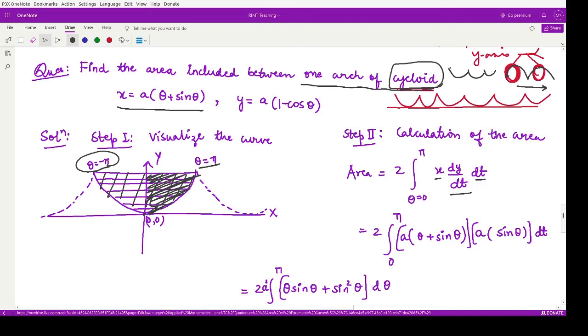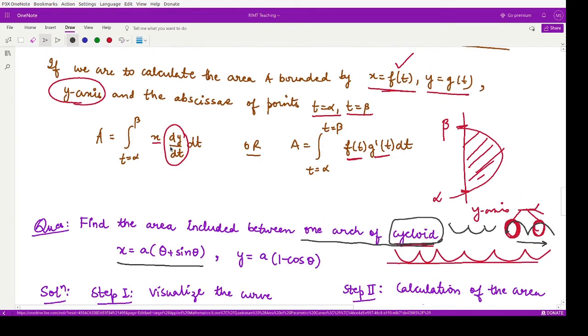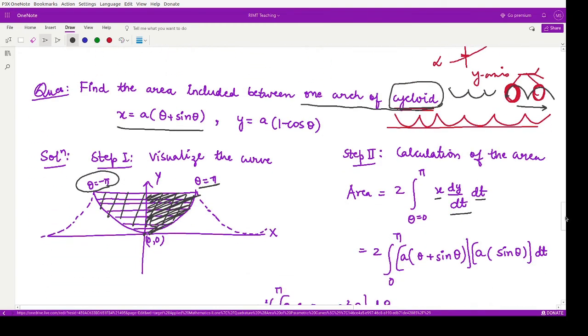So this formula we'll be using here: x into dy by dt into dt. According to this formula, your angle theta varies from 0, theta is 0 here, to theta is equal to pi. So our angle is this one. The value of x is given to be a theta plus sine theta. So this is the value of x.